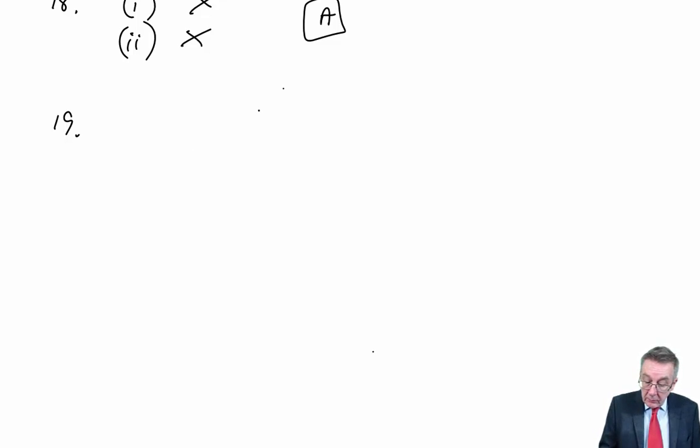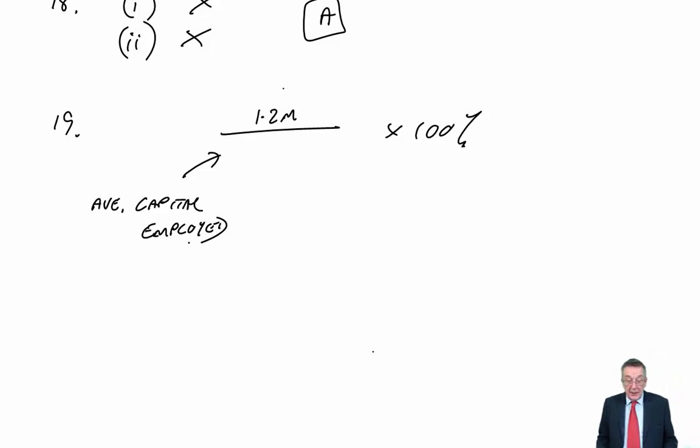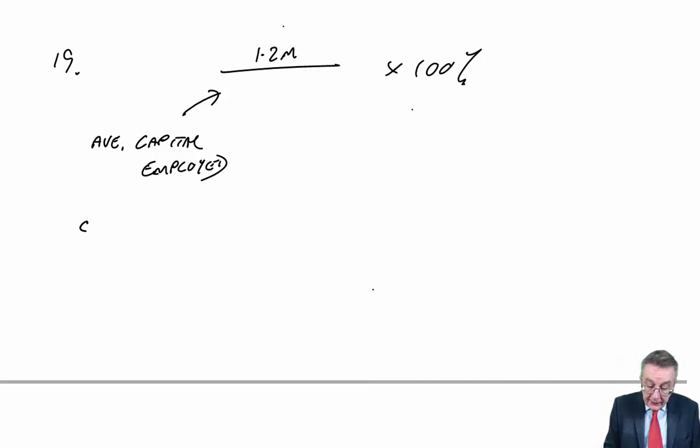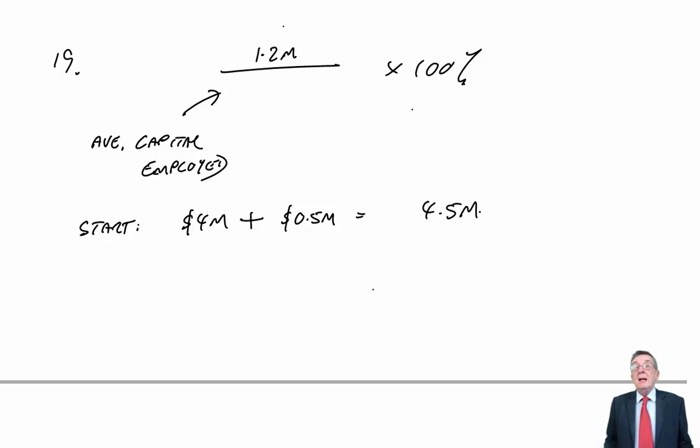Well, the return on investment, we take the profit, 1.2 million, as a percentage of the average, because it tells us, capital employed. So what is the average capital employed during the year? And then I'll go back and finish it off. At the start of the year, what's the total assets, the capital employed? The non-current assets of 4 million. And in addition, the net current assets, working capital of 0.5 million. And so total net assets 4.5 million.